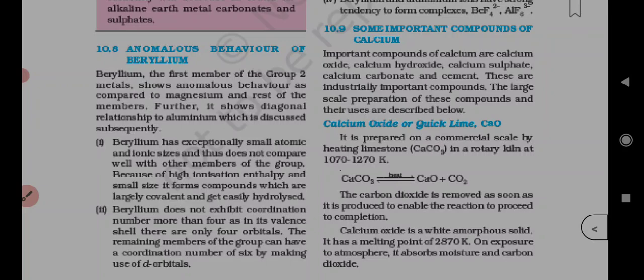So calcium oxide is a white amorphous solid. It has a melting point of 2870 Kelvin. On exposure to atmosphere, it absorbs moisture and carbon dioxide.